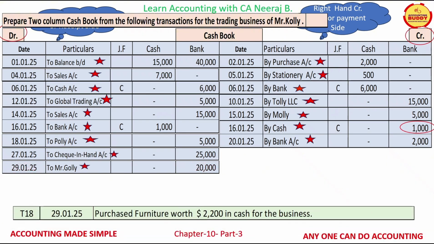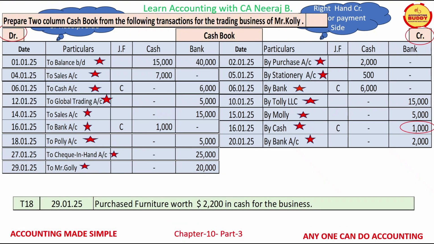Transaction T18 is on 29th of January 25, business purchased furniture for business for $2,200 and paid cash for it. Since it is a payment transaction, it will be recorded in the cash column on the right hand credit side of the cash book for $2,200 on 29th of January 25 by writing the words by furniture account.